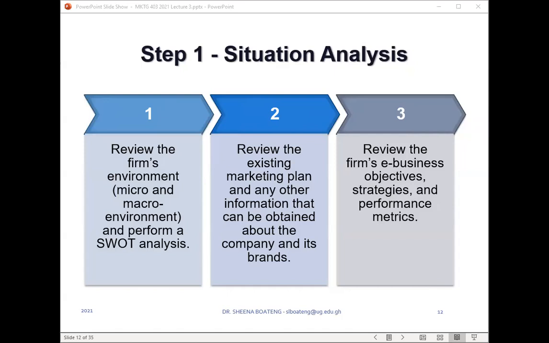So in terms of the e-marketing plan or the e-marketing planning process, the first step involves a situation analysis where you do 3 main things. The first one being to review the firm's environment, right, which we discussed last week, including the micro and macro environment, and then perform a SWOT analysis, which will tell you about the strengths and weaknesses, as well as the opportunities and threats that exist within these environments, which could potentially affect your e-marketing strategy and decision-making. The next step is to review the existing marketing plan and any other information that can be obtained about the company and its brands. Now, I put this question to the class.